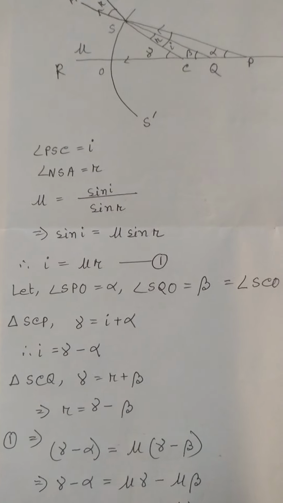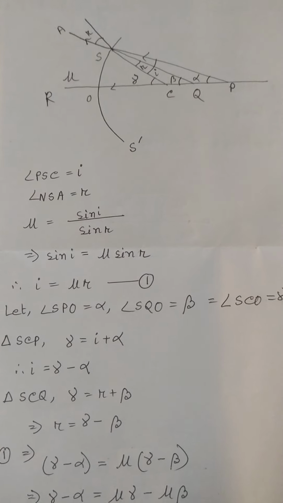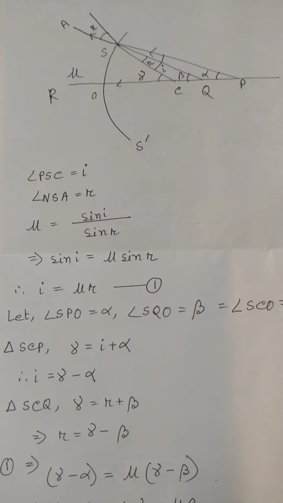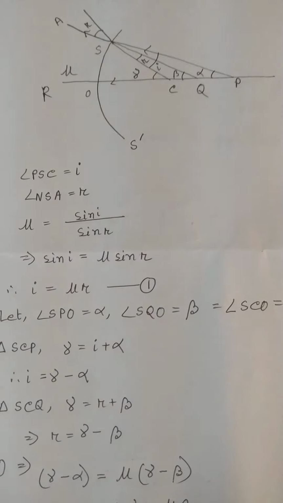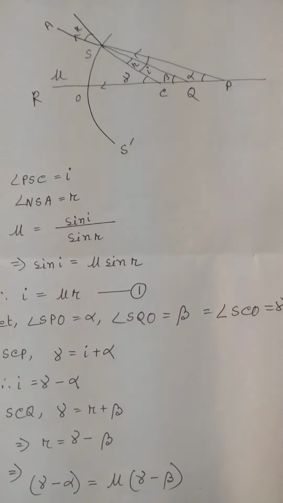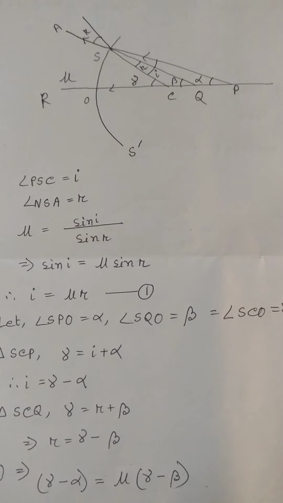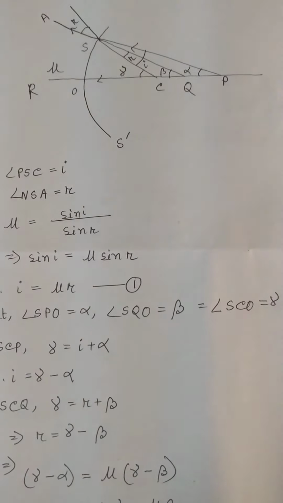Equation number 1 is I equals mu R. In the figure, let angle SPO equal alpha, angle SQO equal beta, and angle SCO equal gamma.